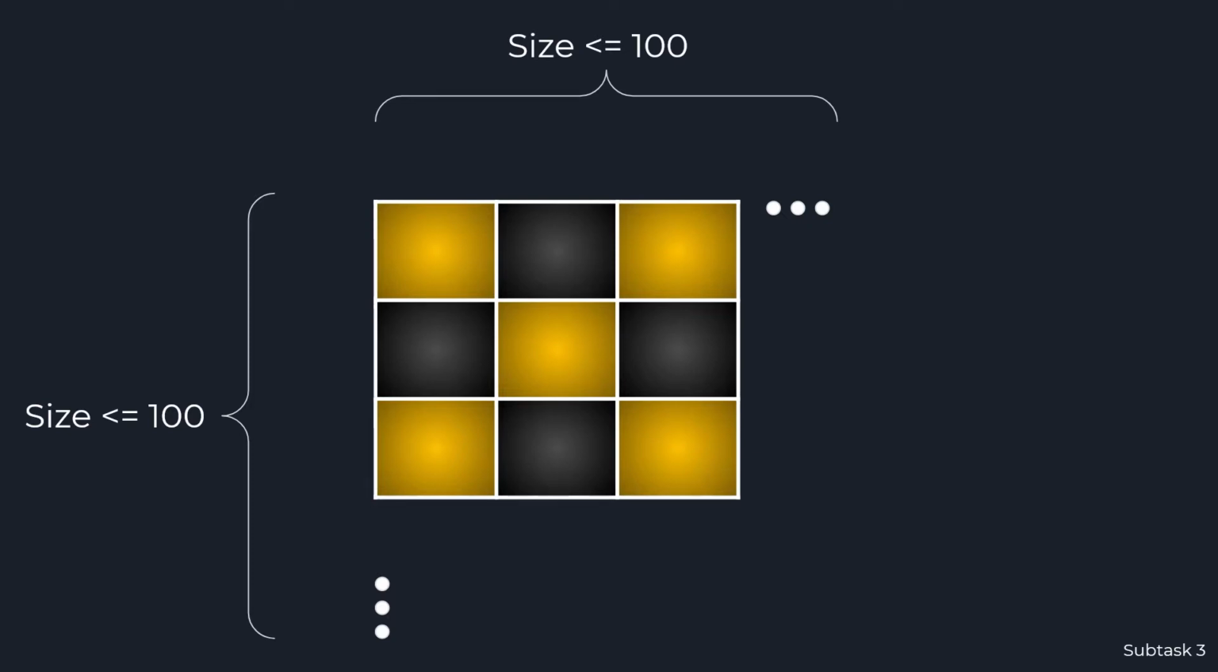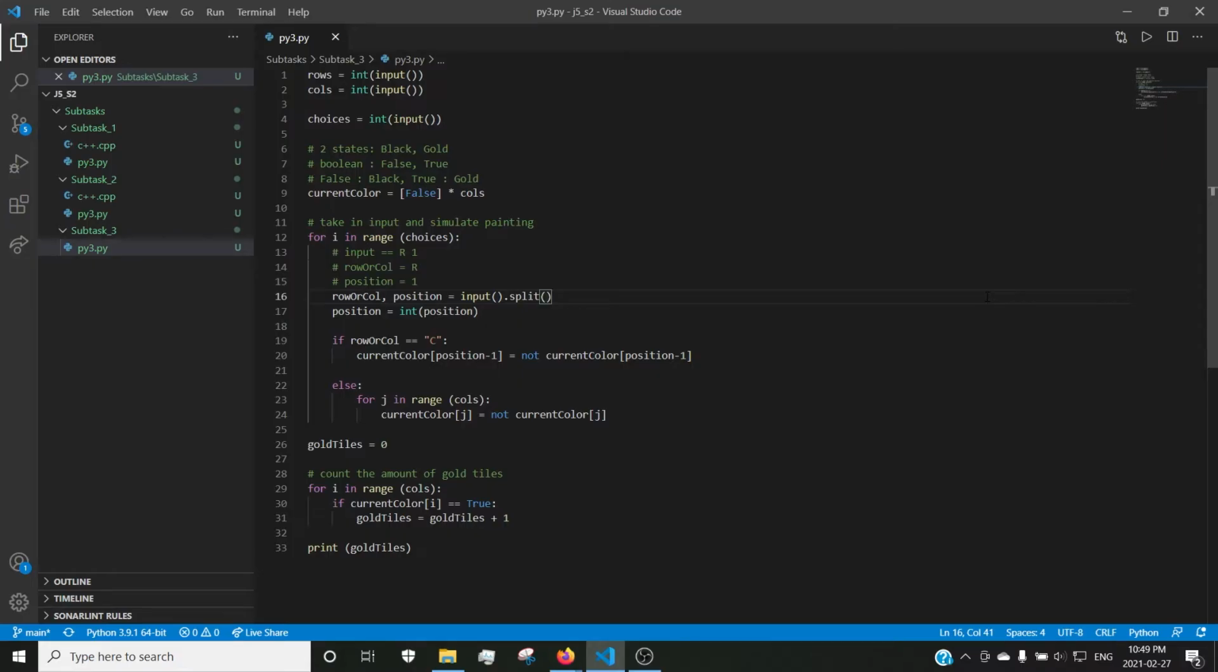But other than that, it shouldn't be too different from the algorithm that we've already designed. So let's move on to coding. All right, so now let's work on coding this Python solution for the third subtask.